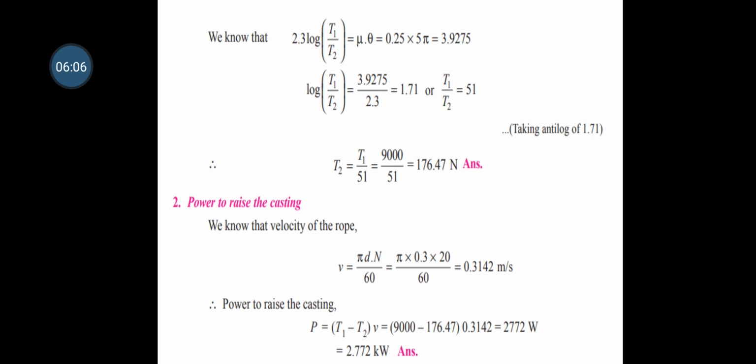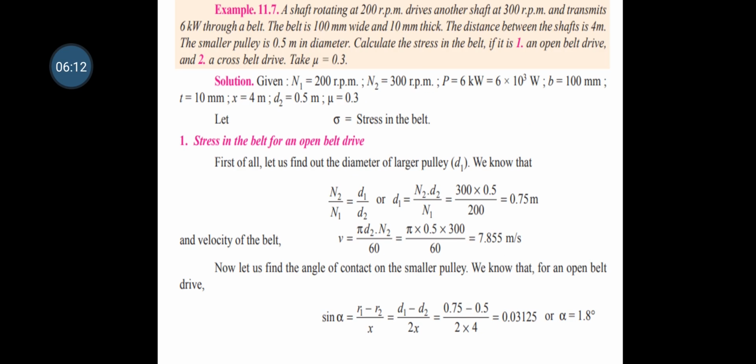And the next problem: a shaft rotating at 200 rpm drives another shaft at 300 rpm and transmits 6 kilowatt through a belt. The belt is 100 mm wide and 10 mm thick. The distance between the shafts is 4 meter. The smaller pulley is 0.5 meter in diameter. Calculate the stress in the belt if it is first an open belt drive and then a cross belt drive. Take mu is equal to 0.3. Calculate the stress in the belt for the open condition and also in the cross belt drive condition.